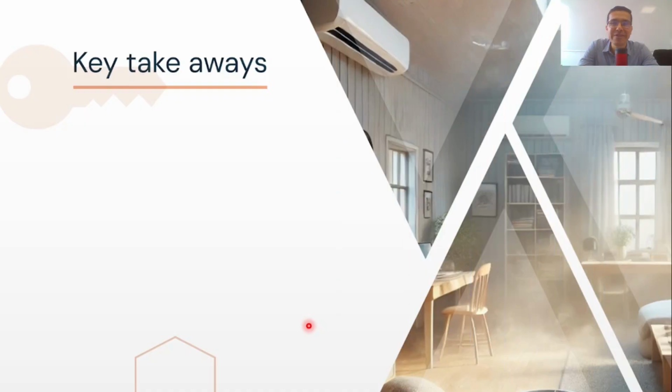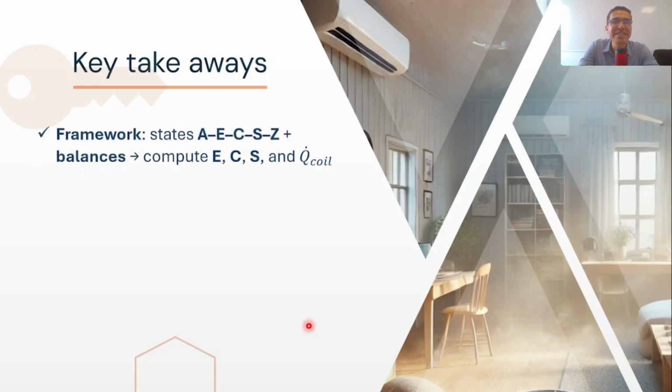Okay, to conclude, let's summarize the key takeaways from our discussion. This slide distills the core concepts and the framework we used into 3 essential points that you should remember. First, the key takeaway is the state balance framework. With A, E, C, S, C defined and balances applied, you obtain mixed conditions, coil duties, and supply targets consistently.